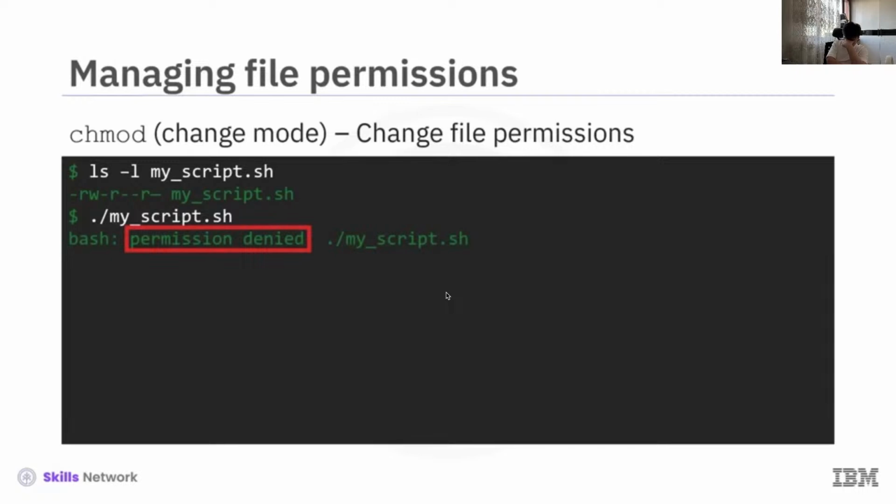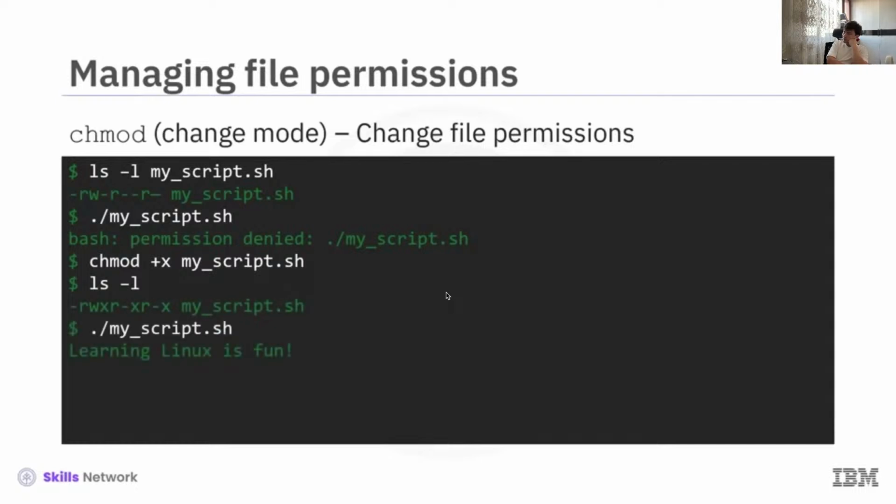In order to make your script executable, you call chmod on my_script.sh with the +x option. Entering ls -l my_script.sh now shows that my_script.sh has executable permissions as indicated by the x character. Great! Running the script now works.